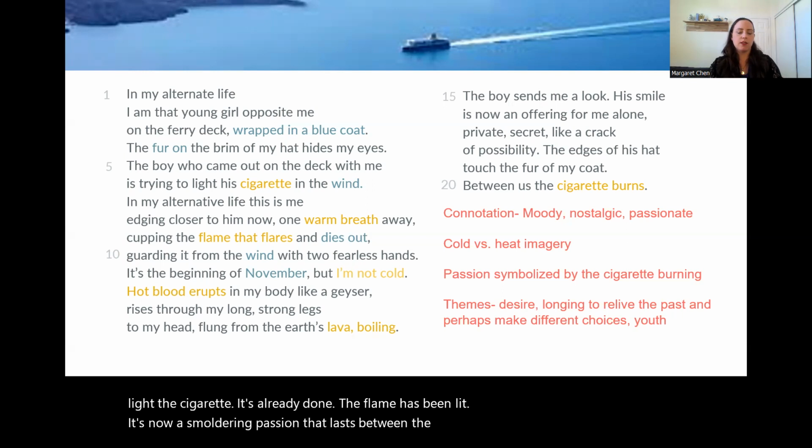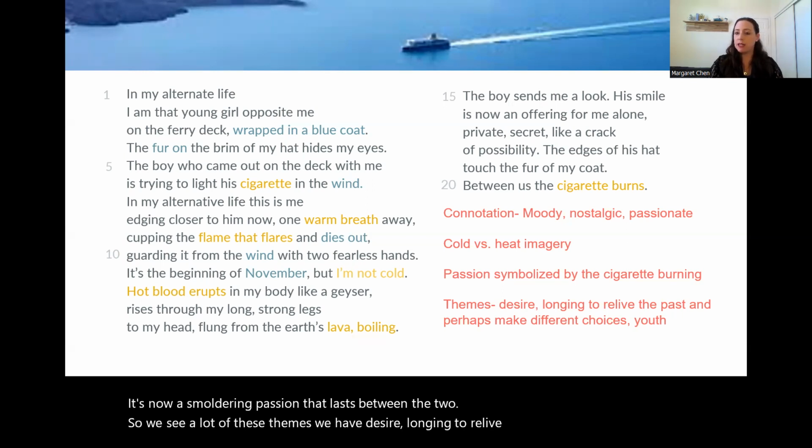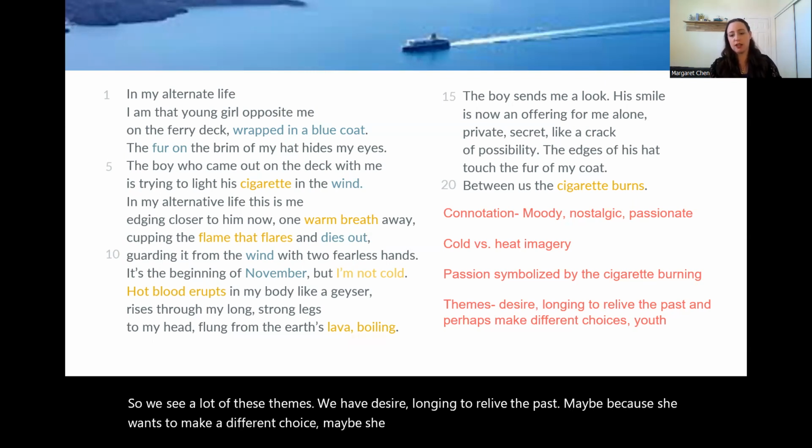So we see a lot of these themes. We have desire, longing to relive the past, maybe because she wants to make a different choice. Maybe she wants to be like those passionate lovers, or maybe she wants to recapture her youth.